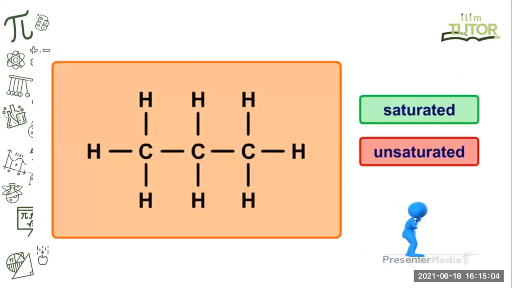From Organic Chemistry 1, you were taught saturated and unsaturated hydrocarbons. So can you take a look at this structure and determine if it is saturated or unsaturated? If you pick saturated, green, you are correct. If you pick unsaturated, that is red, you may need to check our earlier video on Organic Chemistry 1.